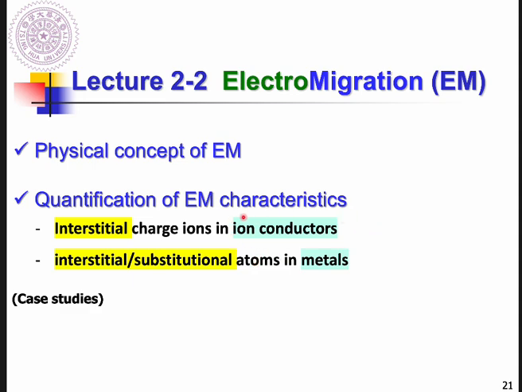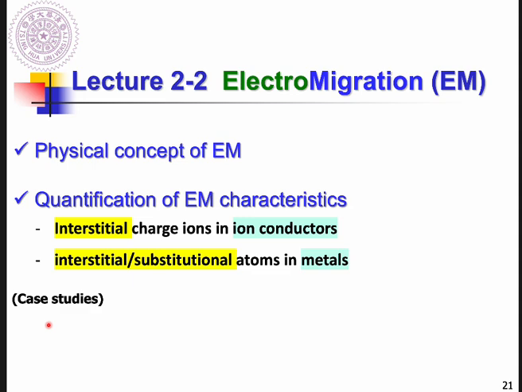The first one, the materials we deal with is ionic conductors. So we are going to investigate the atomic flux of these interstitial charge ions in ionic conductors when you connect this to the battery. And the second example here, we will discuss what happens with the atomic flux of interstitial or substitution atoms in metals.